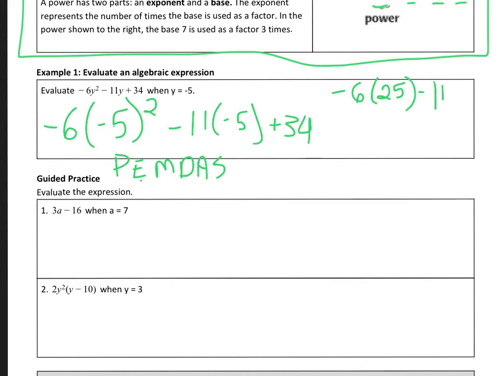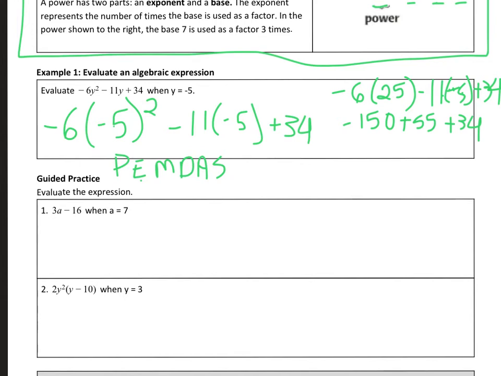And I'm honestly going to leave everything else. Sorry, I'm running out of room. I'll make that a little bit better. Minus 11 times -5 plus 34. So next I look for multiplication or division, and I look at that from left to right. So I'm going to take care of these multiplications. Okay, -6 times 25 is -150. -11 times -5 is positive 55. And then in the end I have plus 34.